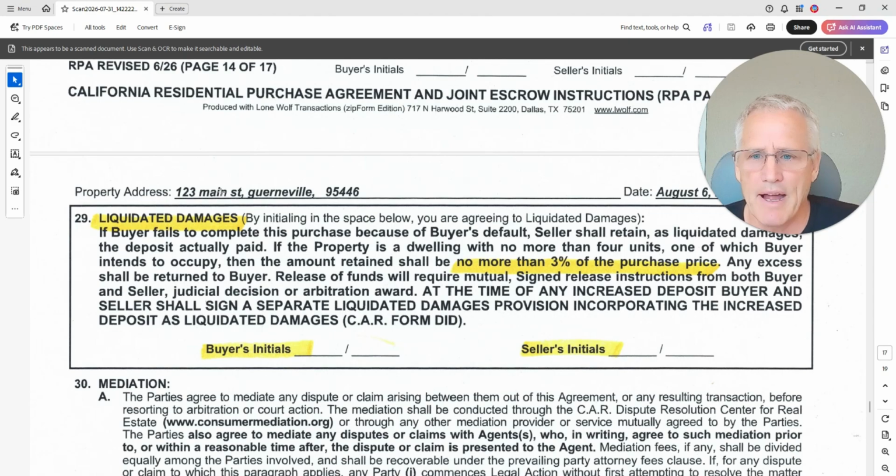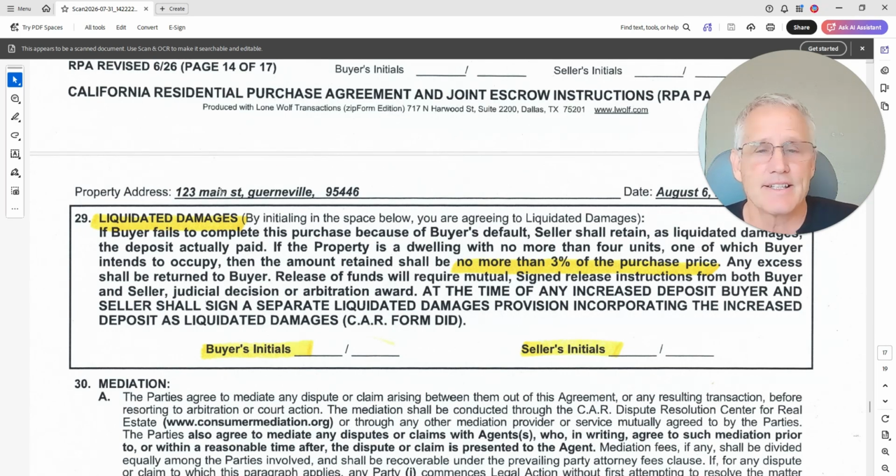If a buyer fails to complete this purchase because of buyer's default, seller shall retain as liquidated damages the deposit actually paid. If the property is a dwelling with no more than 4 units, one of which buyer intends to occupy, then the amount retained shall be no more than 3% of the purchase price. Any excess shall be returned to the buyer. Release of funds will require mutual signed release instructions from both buyer and seller, judicial decision or arbitration award.